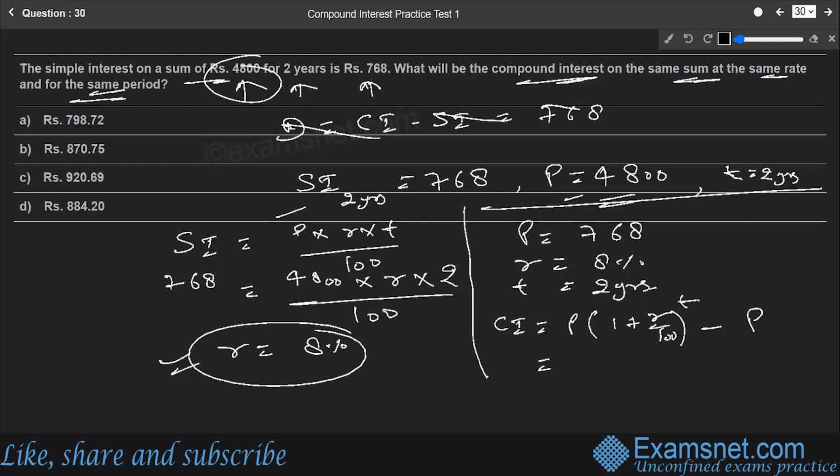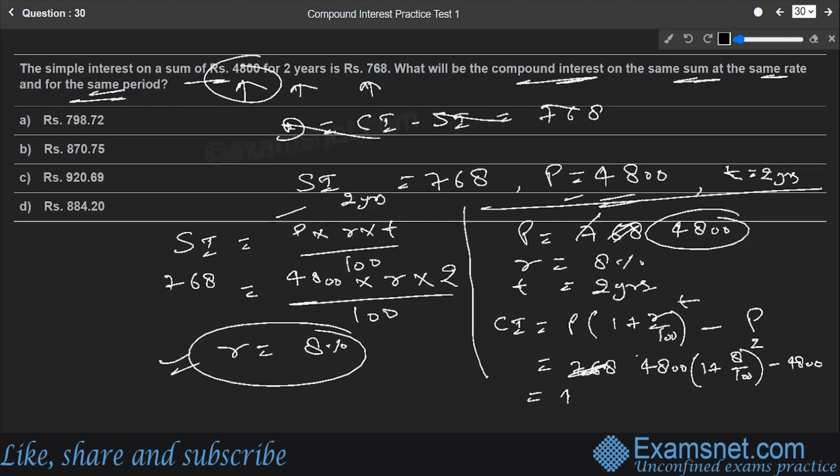So let us find out. 4800 is the principal value, not 768. So it's 4800 into (1 plus 8 by 100) power 2, minus 4800. If we solve this further, this comes out to be 4800 into 104 by 625, which is nothing but 798.72.